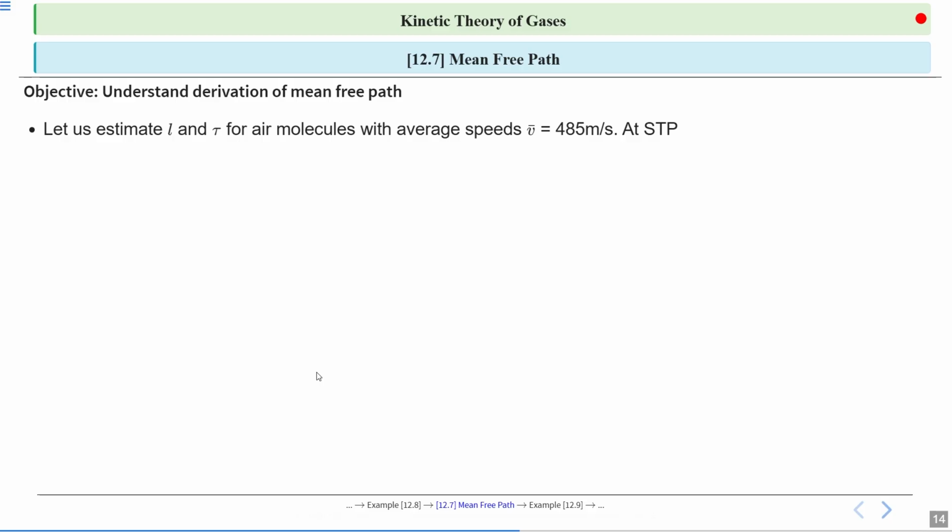So let's start by estimating the mean free path, denoted as L, and the time between collisions tau for air molecules. We know that at standard temperature and pressure, STP, the average speed of air molecules is approximately 485 meters per second. This speed is an important factor in determining how often molecules collide.